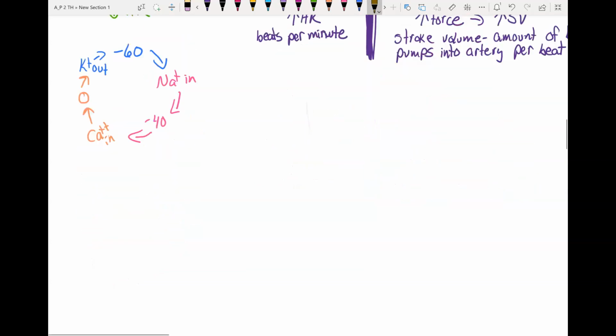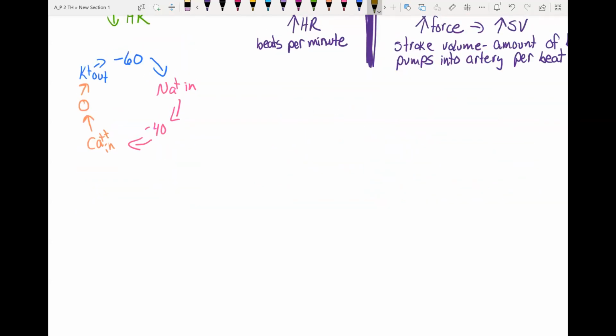If we look at that on a number scale, you have your -60, your -40, your 0. So the sodium brings you from -60 up to -40. The calcium brings you from -40 up to 0. And then potassium takes you back down to -60, and then you start over again.